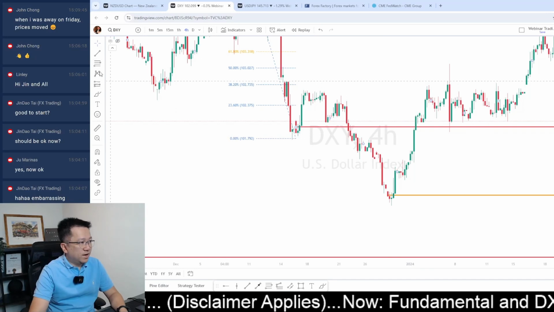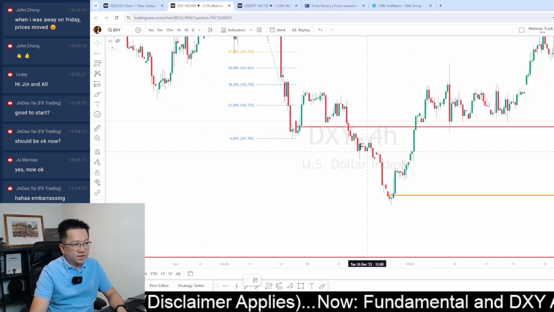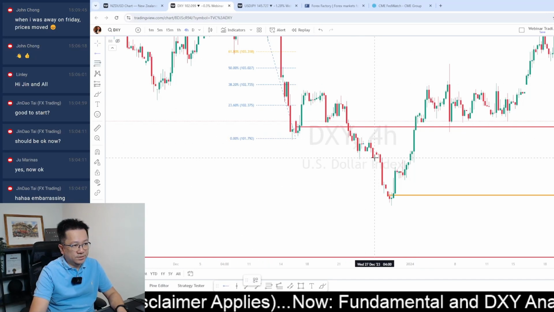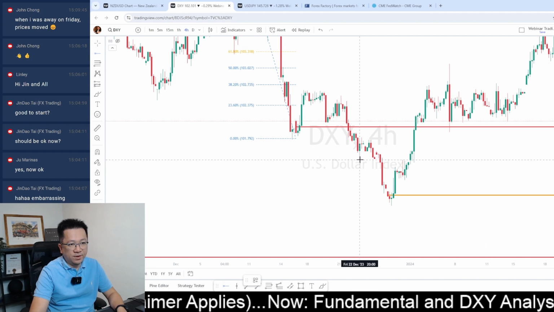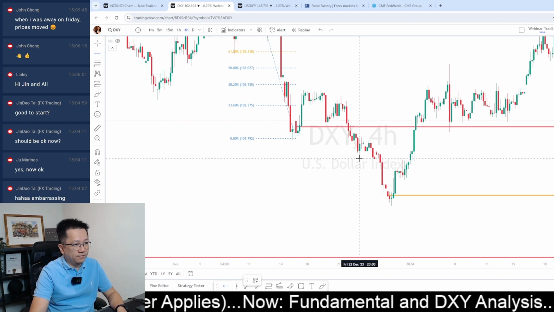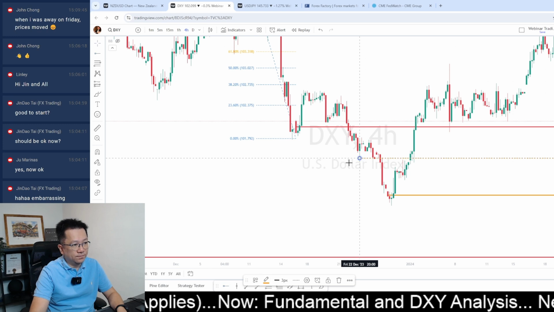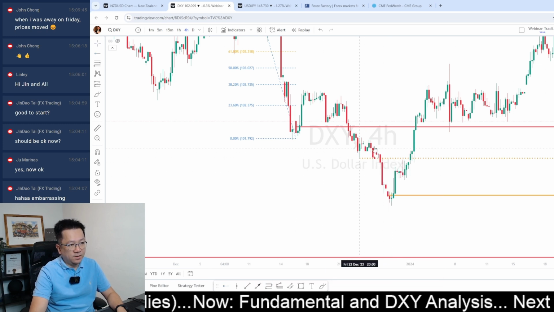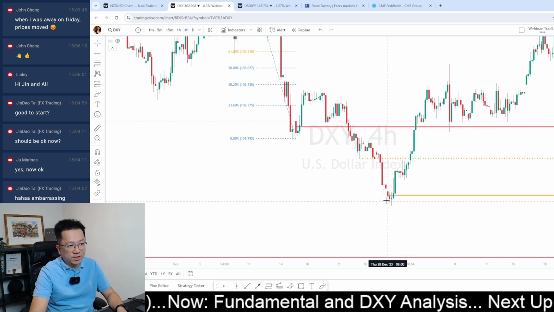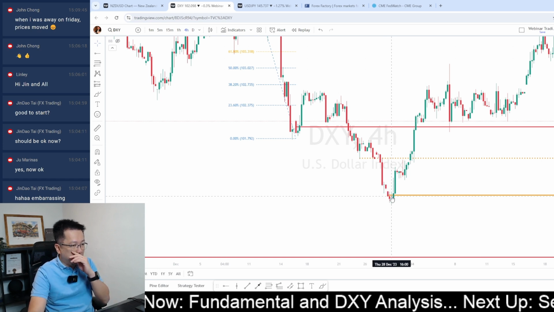Right, so it pushed right down. Then you also notice that it kind of came down here and consolidated a little bit, which was at about that 101.45 level. Right, came down, hesitated a little bit before pushing down, tested this point.